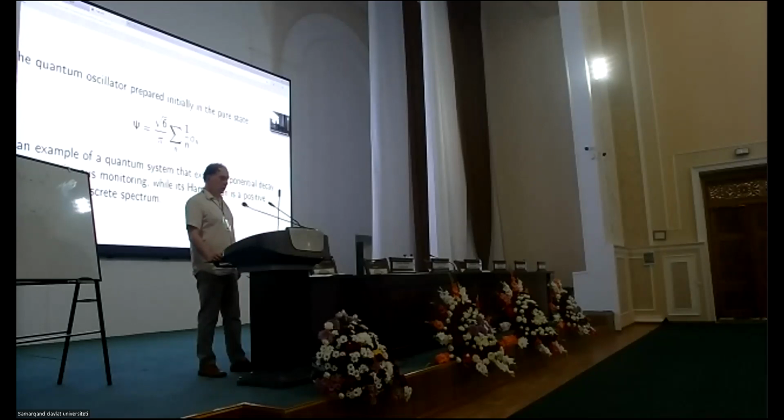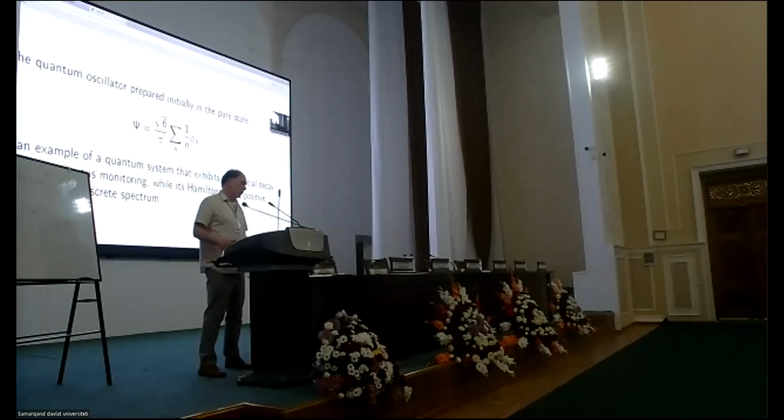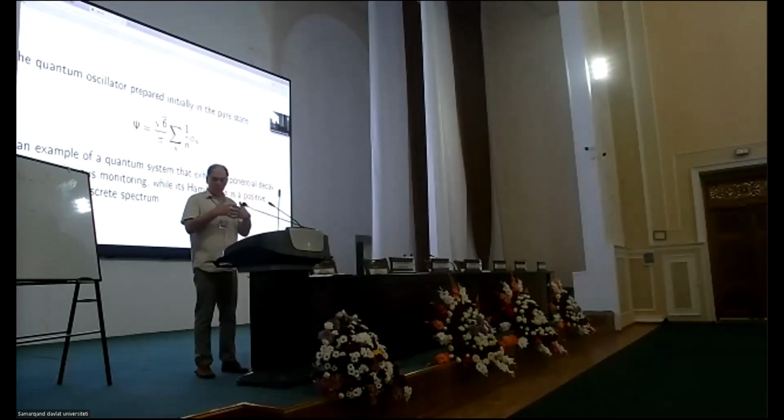However, the corresponding operator, the Hamiltonian, is positive, and moreover, it has discrete spectrum. So if I look at the decay without applying the concept of continuous monitoring, the corresponding decay will not be exponential. But if I watch the system using this suspicious behavior, very continuous monitoring, I will have the exponential decay.